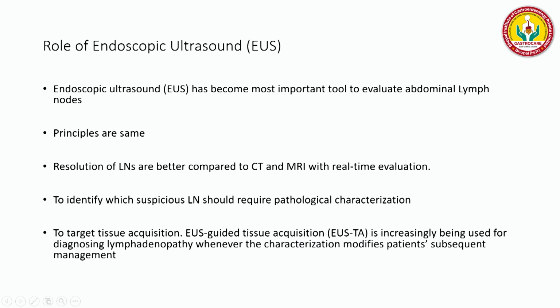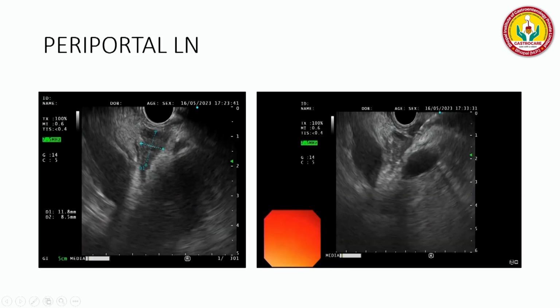The principle of the ultrasound is the same. Resolution of lymph nodes is better in endoscopic ultrasound as compared to CT. To identify which suspicious lymph node should be accessed for the biopsy is better evaluated on an endoscopic ultrasound, and endoscopic ultrasound guided tissue acquisition has been increasingly used to diagnose these lymphadenopathies, and this characterizes the patient's subsequent management.